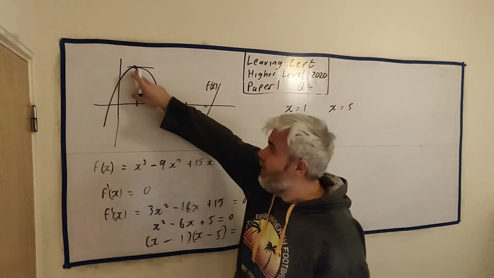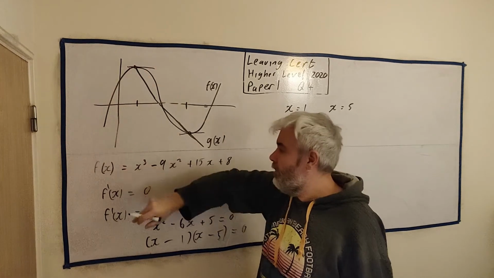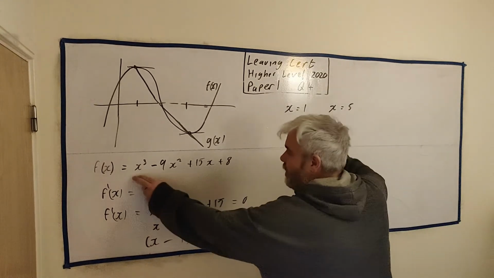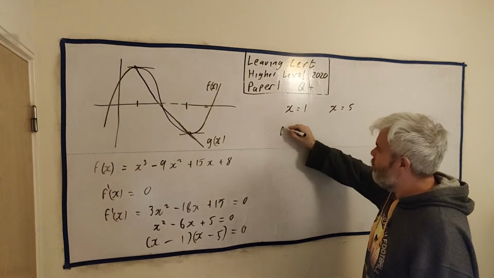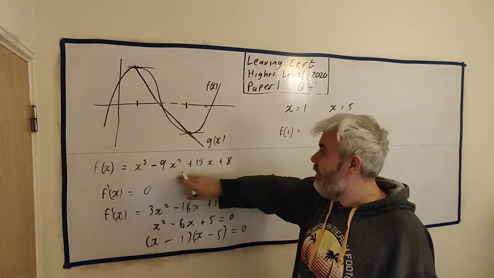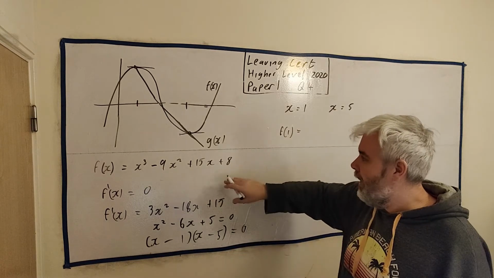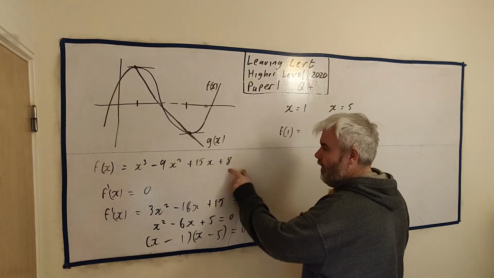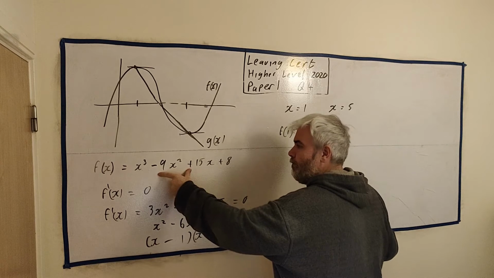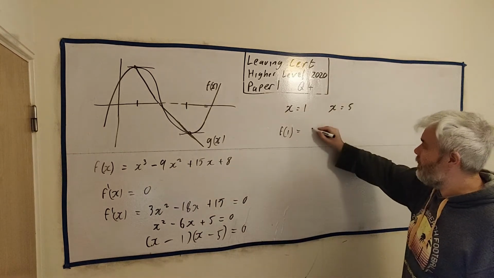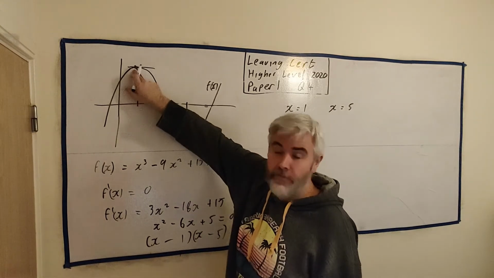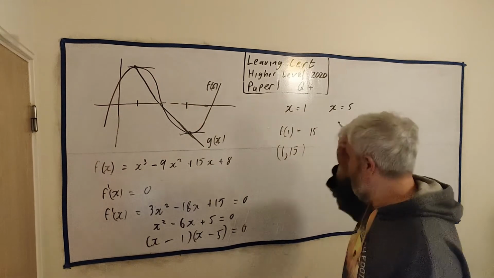But we still need the entire point. X is 1, I need y. That's fine, because f(x) is y. So we just need to put both these numbers into this equation. f(1) is equal to 1 minus 9 plus 15 plus 8. I'd do that in a calculator, but I guess we can do it in our head. 8 plus 15 is 23, plus 1 is 24. 24 minus 9 is 15. So there's our first point, (1, 15). Again, that makes sense. It's above the line. It's looking okay for the picture at least.